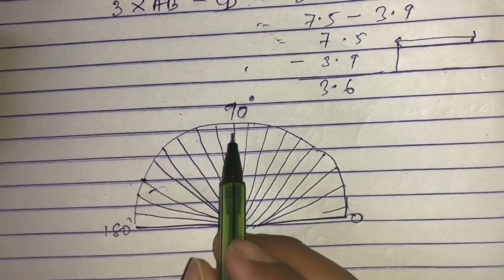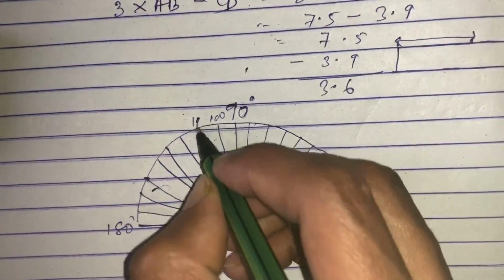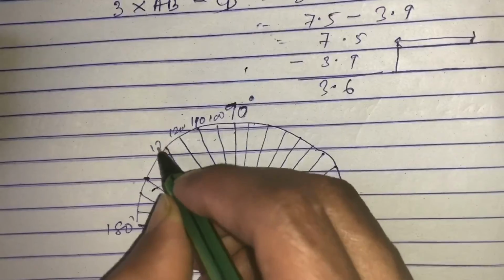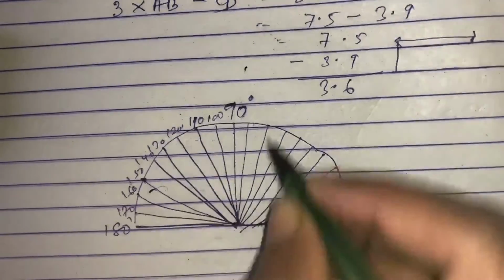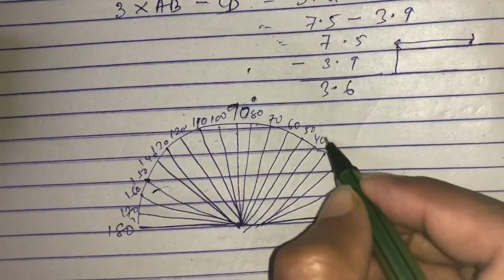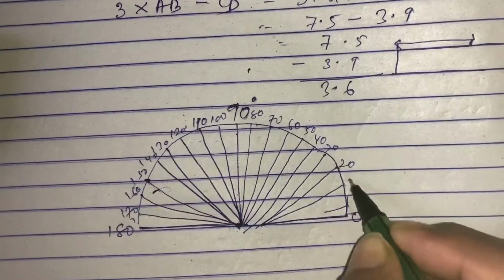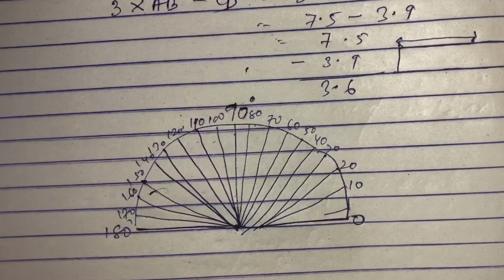If you draw above 90, here 100, 110, 120, 130, 140, 150, 160, and 170. Here 80, 70, 60, 50, 40, 30, 20, 10, and this will be 0. In this way, with the help of a protractor, you can draw an angle. The middle one will be the 90 degree. Clear?